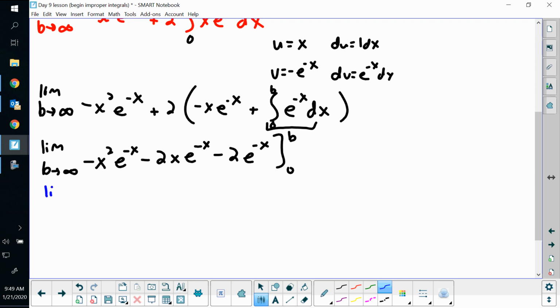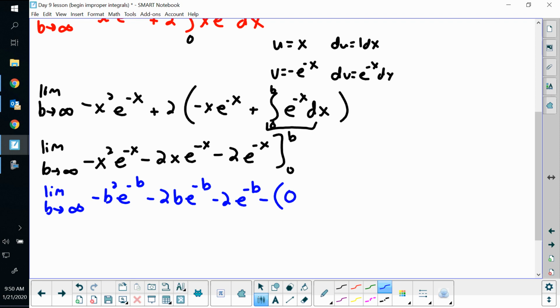So we're going to have limit as b approaches infinity. We'll have minus b squared e to the minus b minus 2b e to the minus b minus 2e to the minus b, minus parenthesis. If we put in 0 to the first term, we'll have 0 times an e to the 0, which is 0. Second term, we'll have another 0. But third term, we'll have a negative 2 times e to the 0, which will be negative 2.